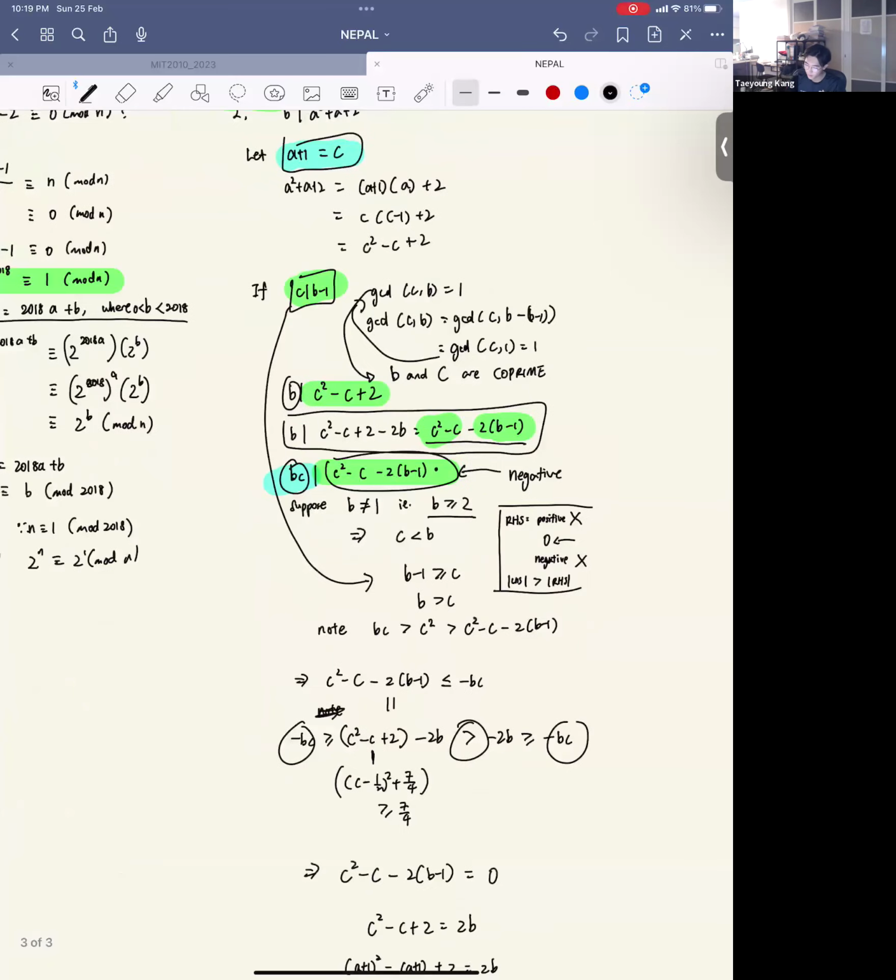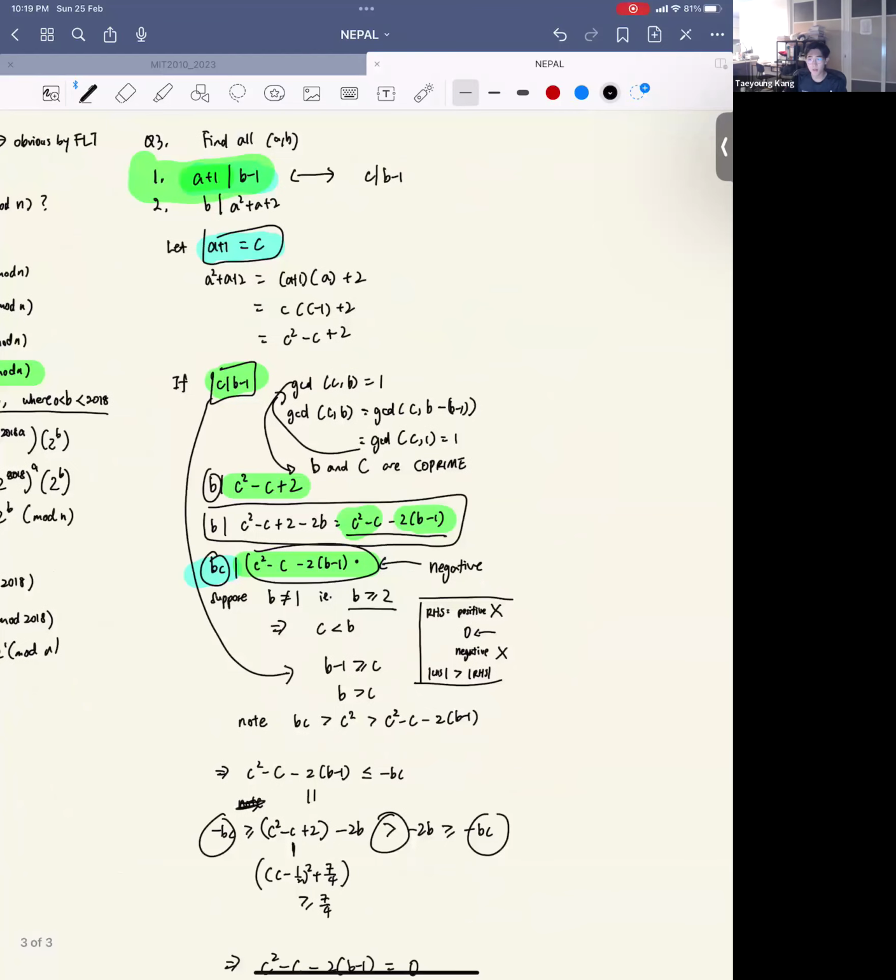Yeah. So do you guys have any questions about problem number 3? Can you please clarify where we ruled out odd solutions for A?